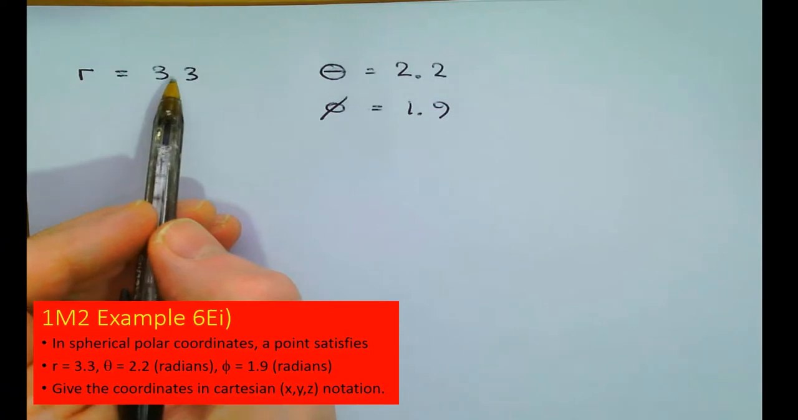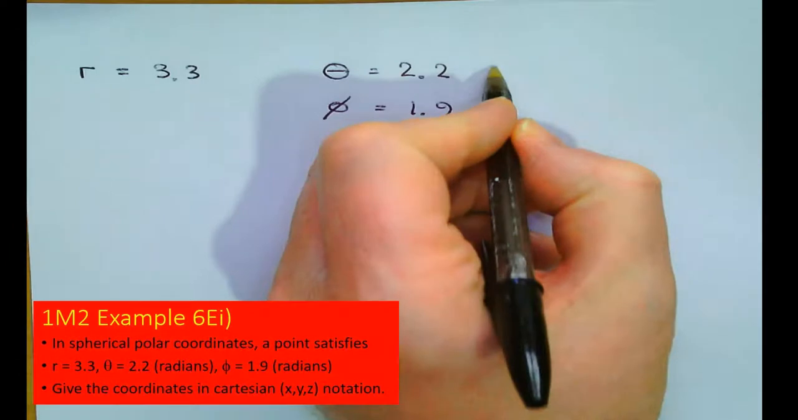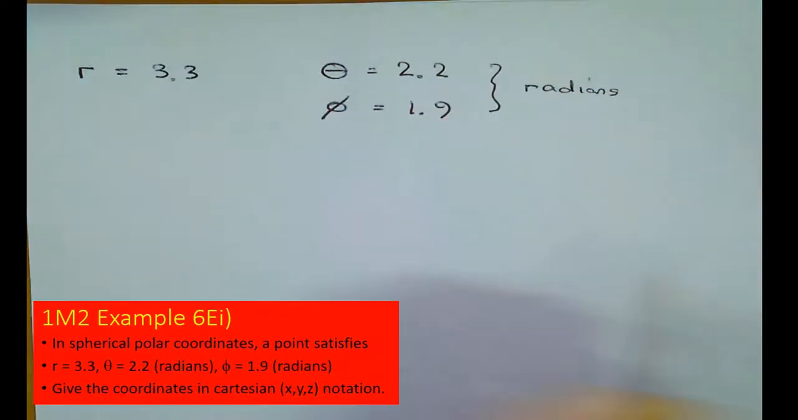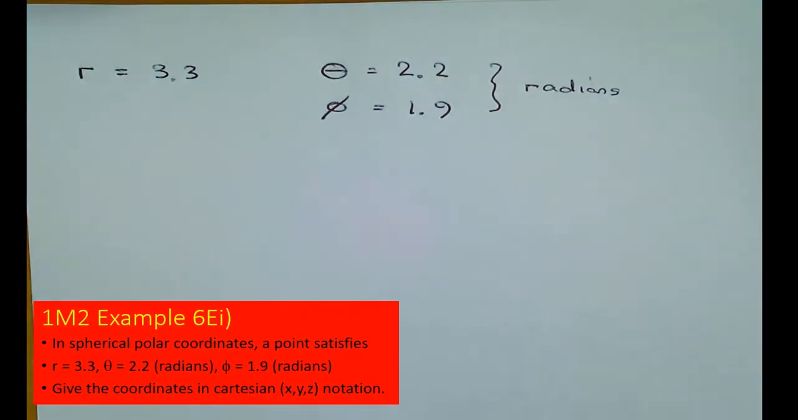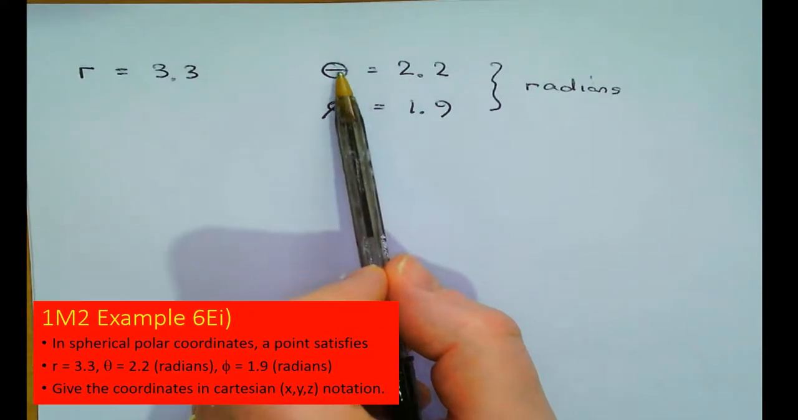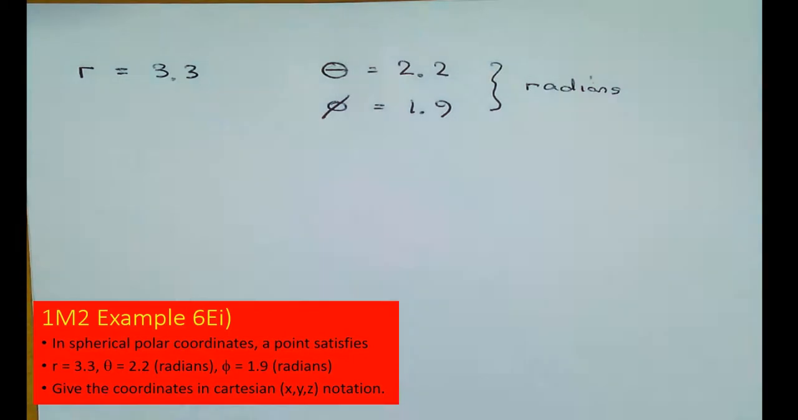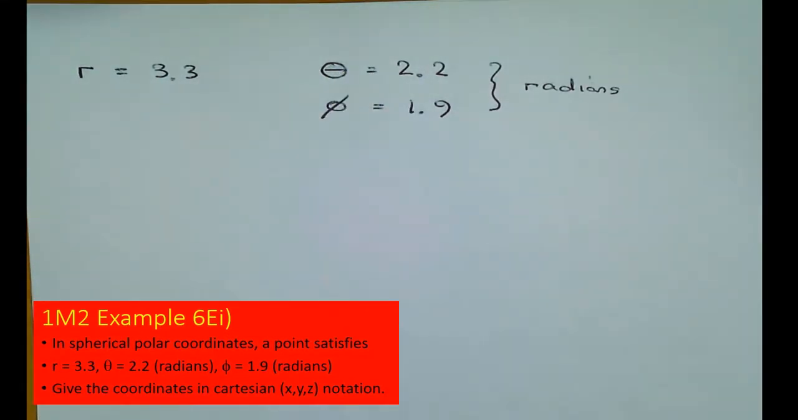So our r value is 3.3. Theta and phi, well, let's note, of course, they're given in radians. Theta is 2.2. That is greater than pi over 2. So our theta takes us from the North Pole that little bit past the equator. We're into the southern hemisphere. We would expect theta to give a value of z that is negative.